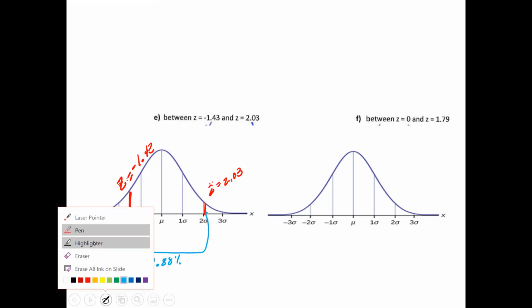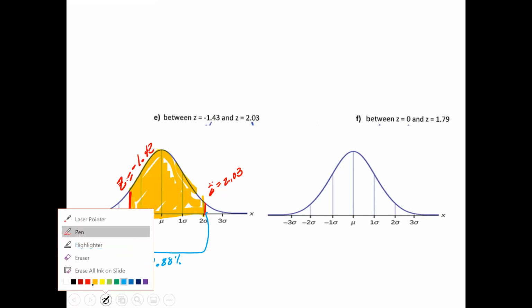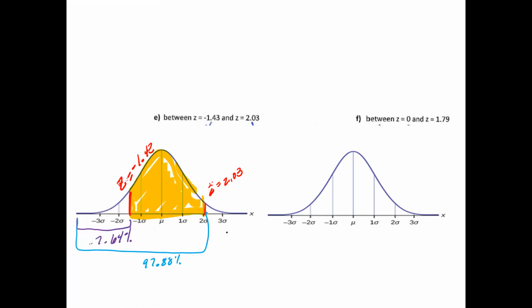Well, I'm not interested in finding the entire area. I'm just interested in finding this tiny little shared area right here. So what do you do with the two numbers? Yep, you guessed it. You're going to subtract the two. And when you subtract the two, you should have a 90.24%. And that is your answer.